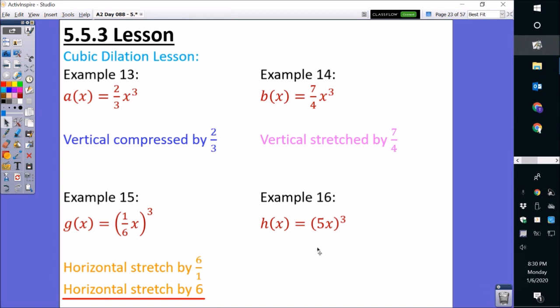Now, example 16, we have h of x equals the cube of 5x. Now, 5 is inside the outer parenthesis, and we know that 5 is greater than 1, so that means this is going to be a horizontal compress, and then as always for horizontal, we must write the reciprocal. So horizontal compressed by 1 over 5. So as I stated before, make sure you remember that horizontal, always write the reciprocal of the number. Vertical, the number stays the same.